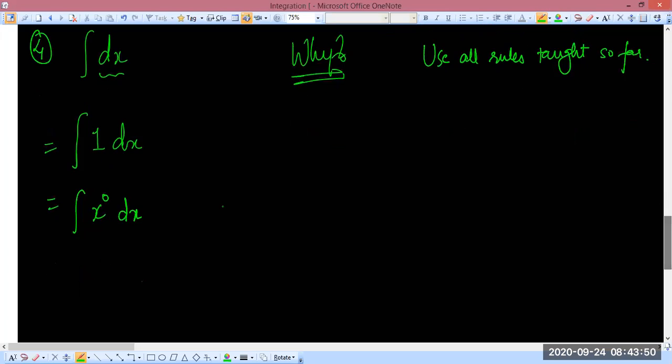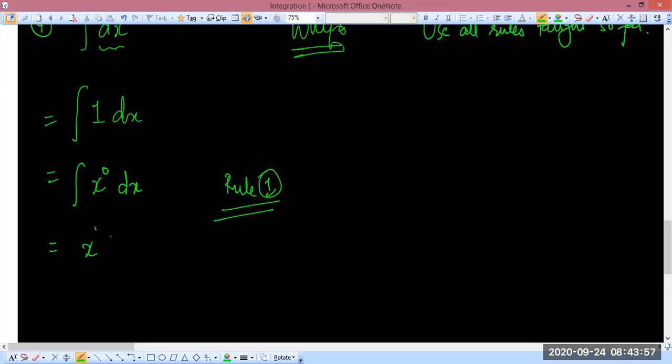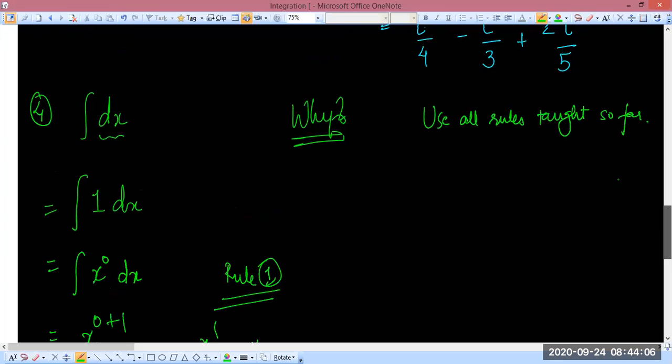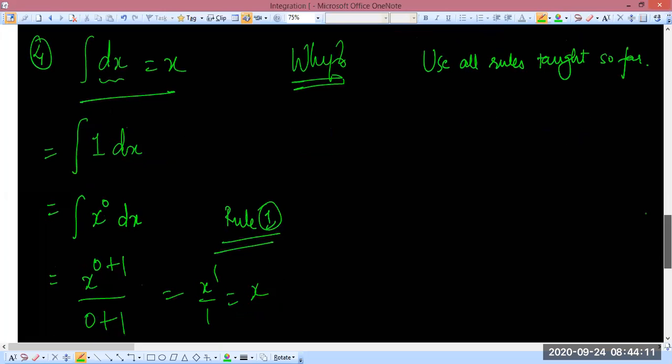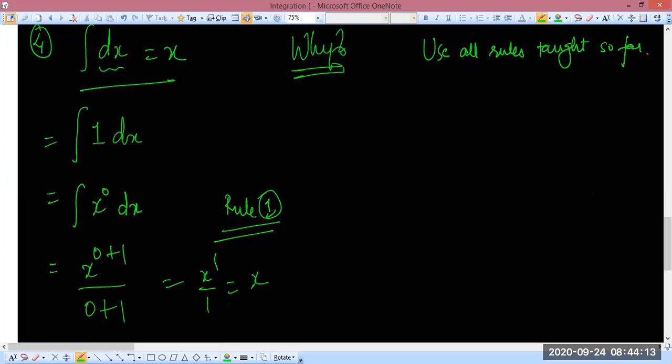So now if I use rule 1, then this is going to become clear, and hence this is x raised to 1 upon 1 means x. So finally, here's your proof. All right. So this is the rule, and here is the proof. Clear? So just like that, you should not forget that integration dt will be t, integration dv will be v. Clear?